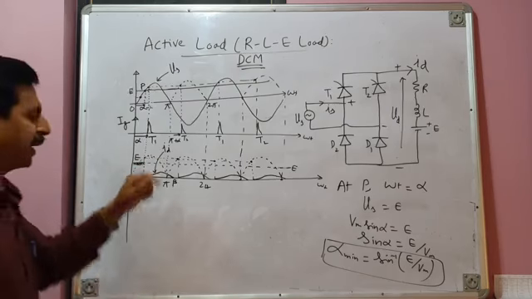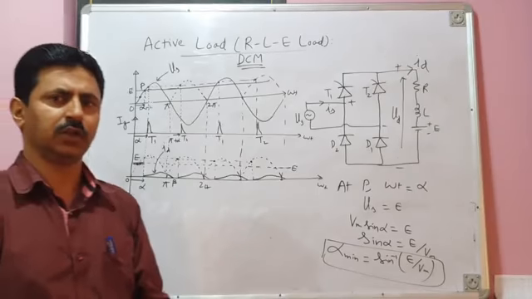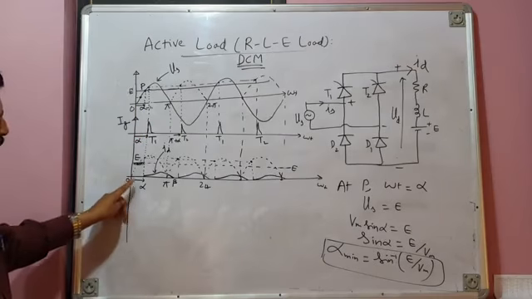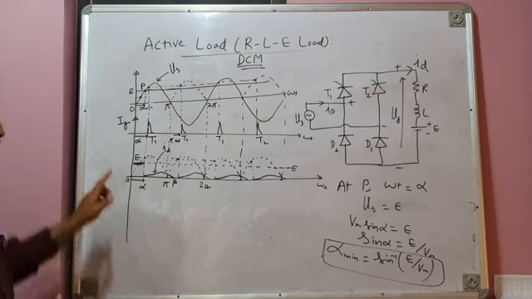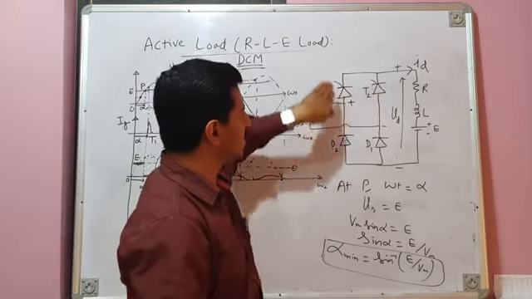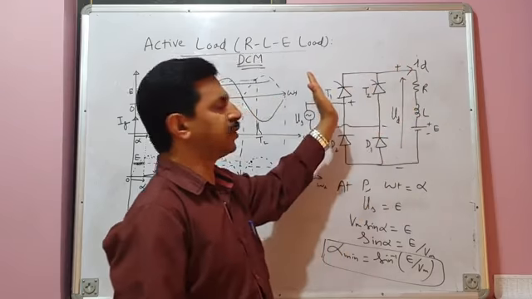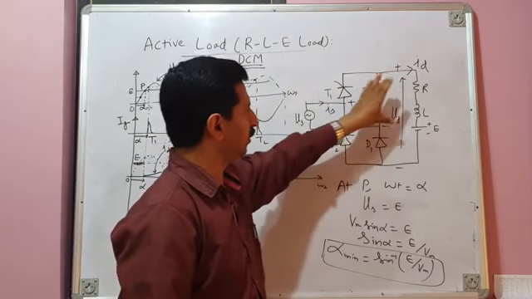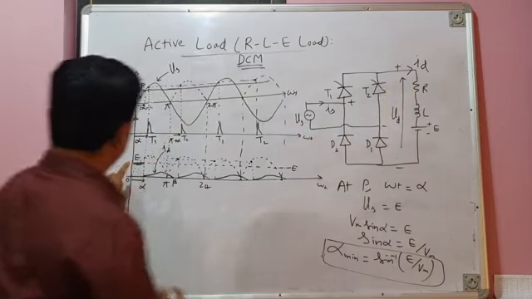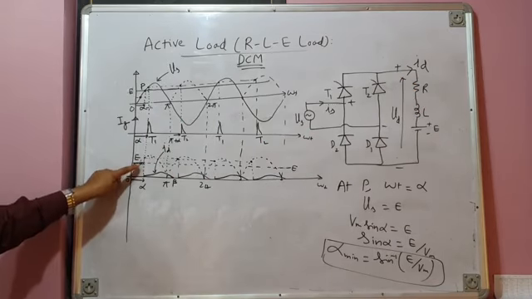So once you know the pattern of load current, you can very easily draw the load voltage waveform. Now from 0 to alpha, there is no current. Load current is 0, no device is on. Your load is disconnected from the source from 0 to alpha. So your load voltage is equal to voltage of the load itself, E.